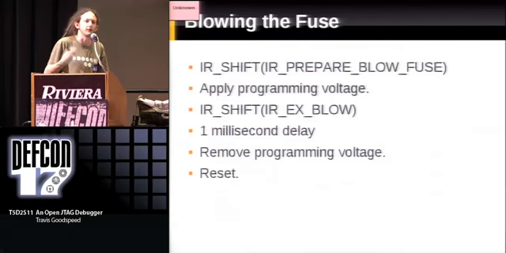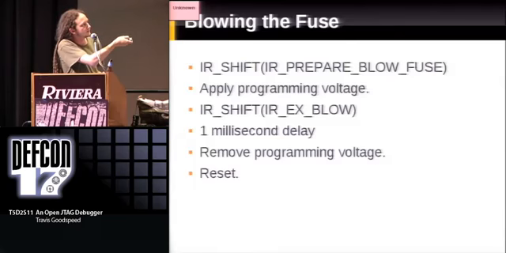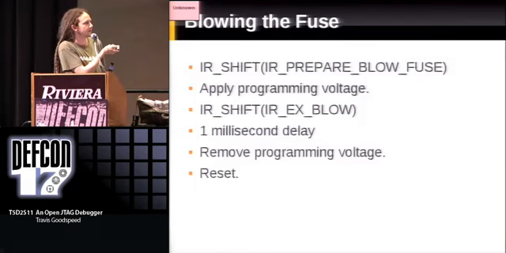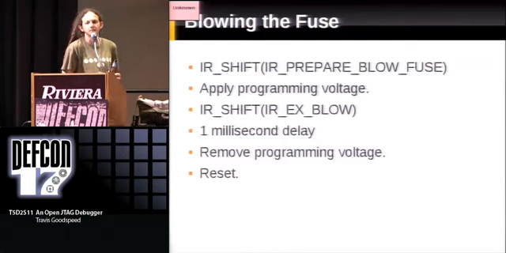So in the documentation for the MSP430, which is incomplete but still quite helpful, you'll see that it sends the prepare blow fuse instruction into the instruction register. Then you apply the programming voltage, which will be several volts more than the chip normally takes, as is necessary to blow the fuse. You follow that by the command that actually blows the fuse. Then you wait a millisecond and you remove the programming voltage. And the interesting thing is at the end, you're told to reset. Because if you don't reset, you don't actually leave the JTAG state, and you won't even know that the fuse is blown because it's not checked anywhere except at the beginning.